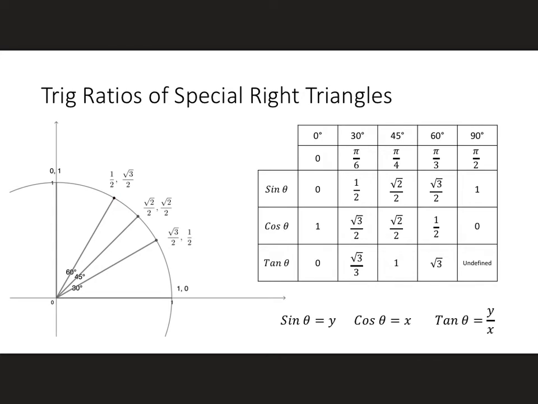Now for 90 degrees, the sine is the y value of the endpoint, so that's 1. You can see 1 over there. The x value of the endpoint, 0, is the cosine, and the tangent is undefined. That's because it will be 1 over 0. 1 divided by 0, you can't divide anything by 0. It leaves you with an undefined answer.